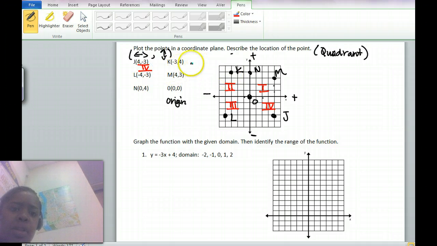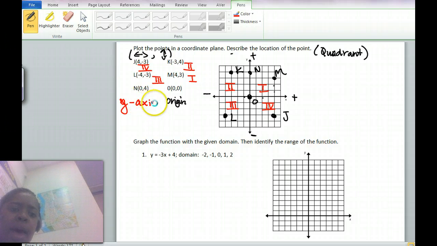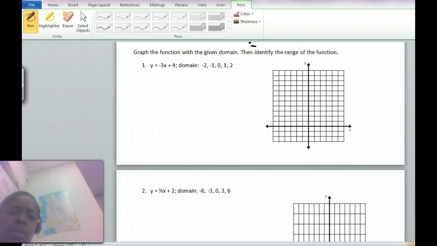K is in quadrant 2. L is in quadrant 3. M is positive and positive, so I know it's quadrant 1. And then N is right on the line, so I'm going to say that it is on the x. Just kidding. So this is your x-axis, and this is your y-axis. I know that looks like an x, but it's actually a y, because it's on the y-axis instead. Love it. So that you do.